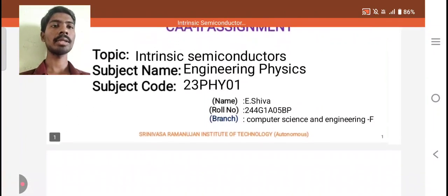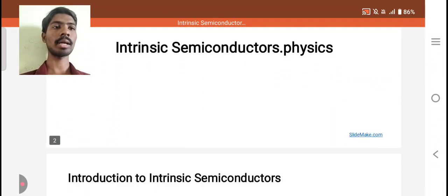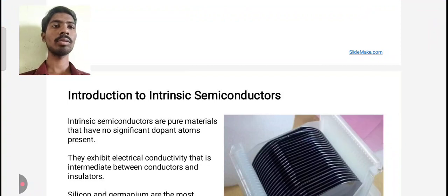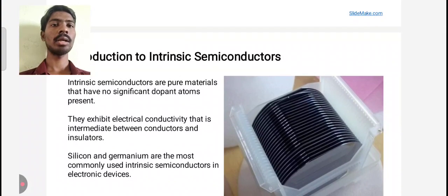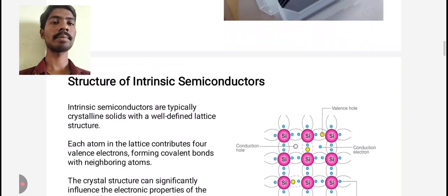My topic is intrinsic semiconductors. Introduction to intrinsic semiconductors. Intrinsic semiconductors are pure materials that have no significant dopant atoms present. They exhibit electrical conductivity that is intermediate between conductors and insulators. Silicon and germanium are the most commonly used intrinsic semiconductors in electronic devices.